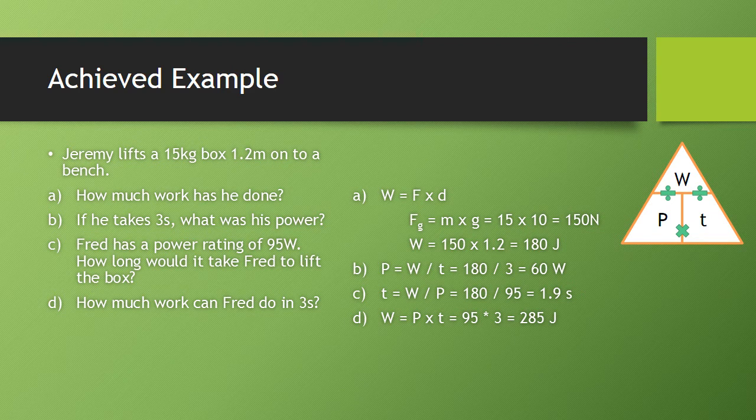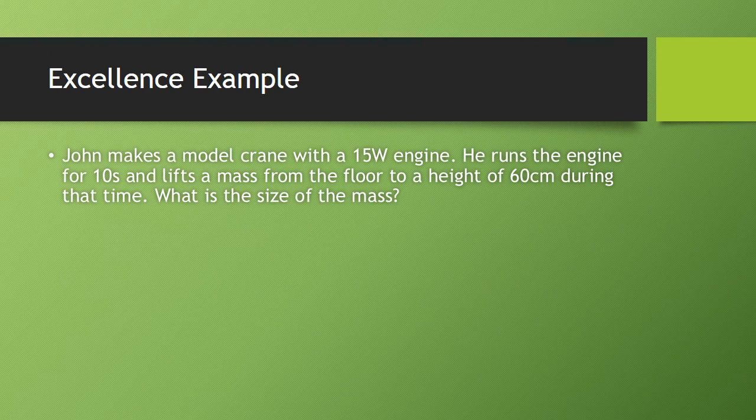Question B. If he takes 3 seconds, what was his power? Well, we're going to use the power equation. Power equals work divided by time. So we use the work value we calculated, 180, divided by 3 seconds, gives you 60 watts. Question C. Fred has a power rating of 95 watts. So how long would it take him to lift the box?